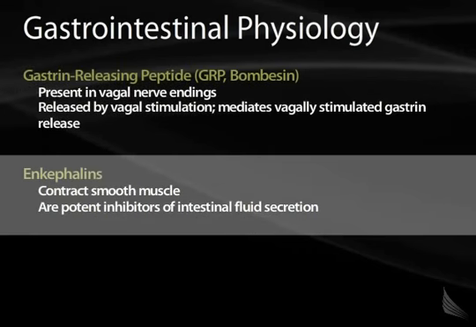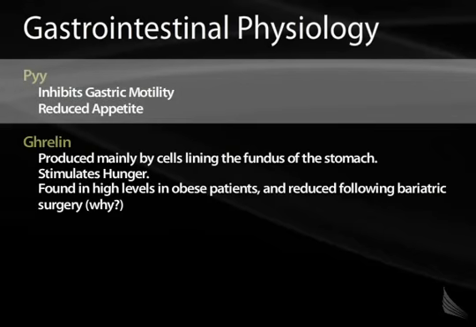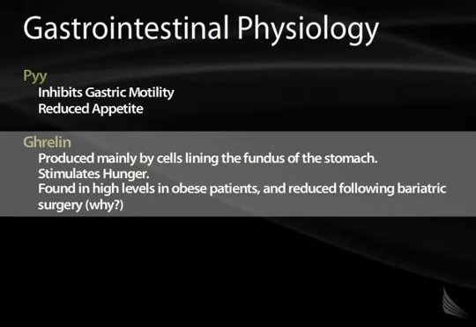Enkephalins, which are present in the GI tract, contract smooth muscle and are potent inhibitors of intestinal fluid secretion. PYY inhibits gastric motility and results in a reduced appetite. Ghrelin is produced mainly by cells lining the fundus of the stomach. It stimulates hunger and is found in high levels in obese patients. It's reduced following bariatric surgery for unclear reasons and may play a role in the dramatic weight loss that is often encountered by these patients.